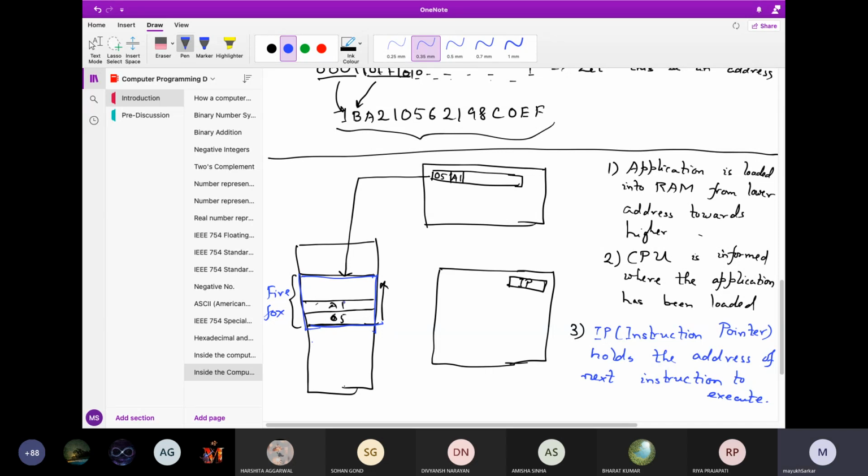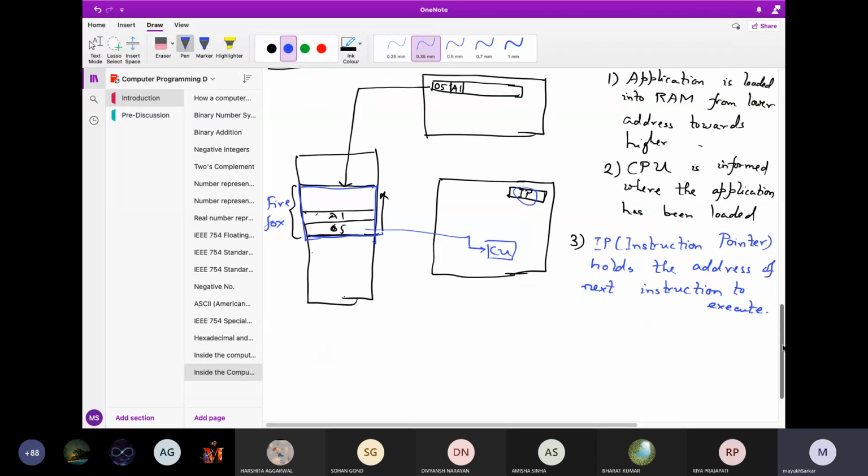Now, after opening Firefox, the OS will tell the CPU that this is the starting address of the application that I have loaded. Put it in your instruction pointer, and the CPU does that. And once the CPU has received the address in the instruction pointer, obviously the next instruction the CPU will execute is this 05. That means this instruction will then come to the control unit part.